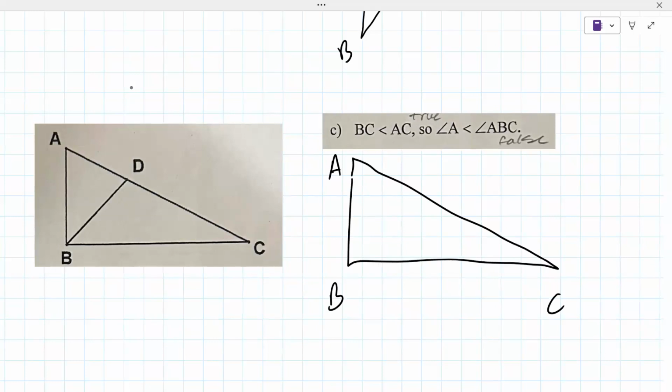So the other way to do it is to use numbers. Let's just say B to C is 5, then AC is 12, for example. That's another way to do it.